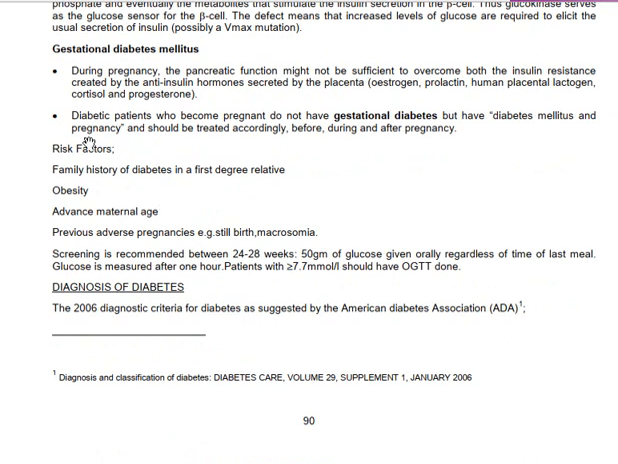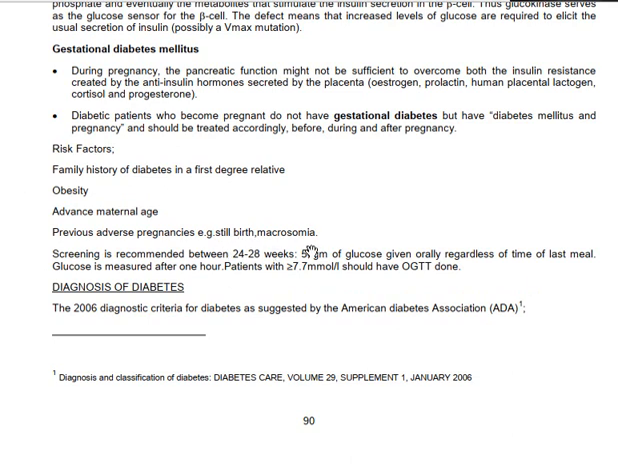You have a family history of diabetes in a first degree relative. You have obesity. You have advanced maternal age. You have previous advanced pregnancy, and screening for gestational diabetes is recommended at approximately 28 weeks. So at 26 weeks, that's from 24 to 28 weeks. Is it clear? So how do you screen?